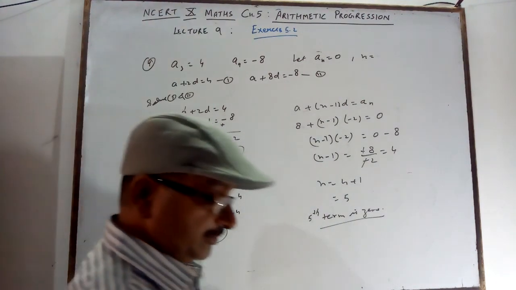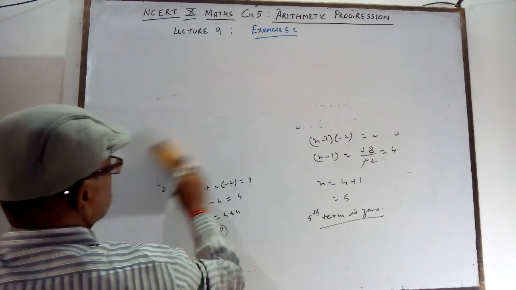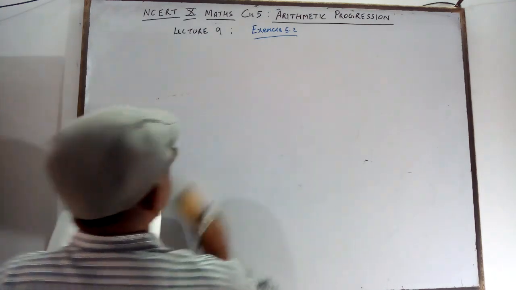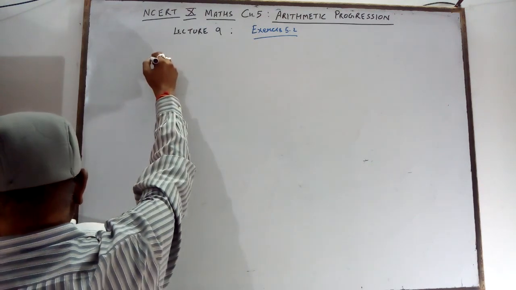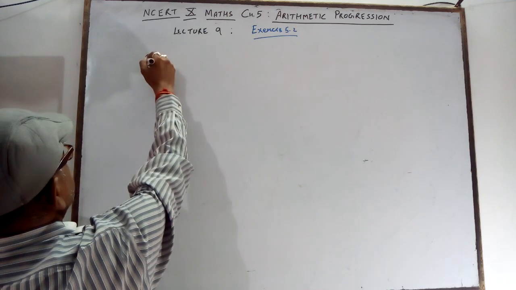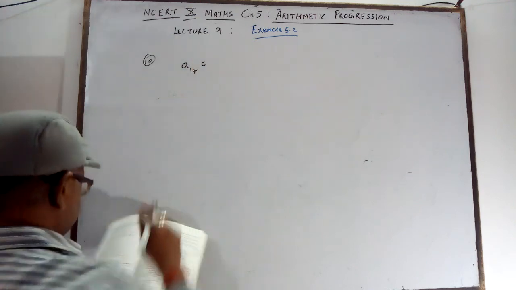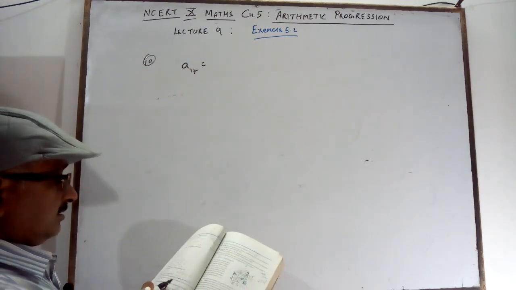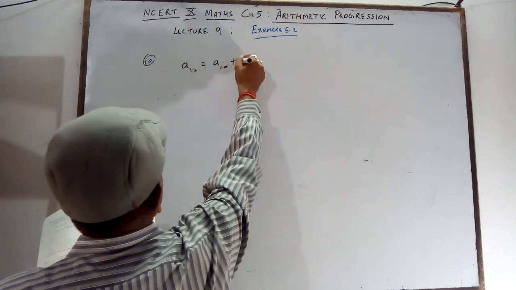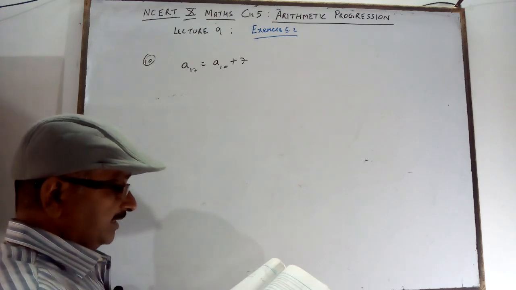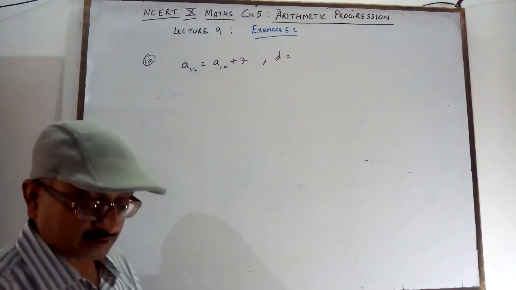Now question number 10. The 17th term of an AP exceeds its 10th term by 7. That is, A17 exceeds A10 by 7, meaning A17 is A10 plus 7. Find the common difference. Find D.